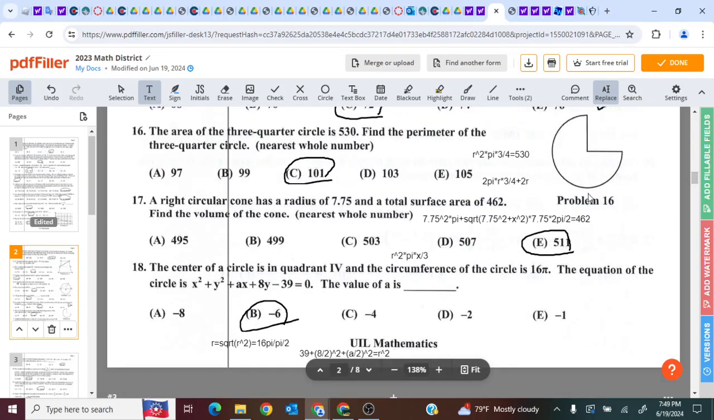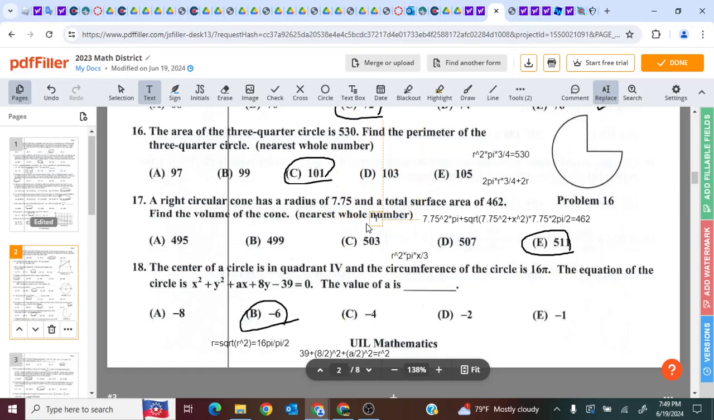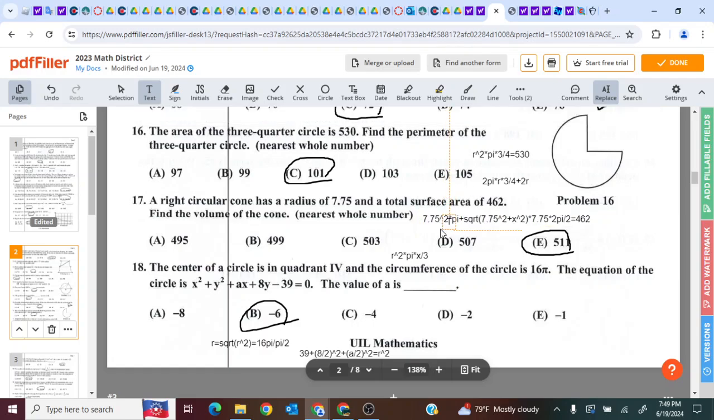Let's continue. A right circular cone has a radius of this and a total surface area of that. Find the volume of the cone. Well, the surface area of the cone has two parts: the circle on the bottom of the cone, so area of a circle, as you can see there, and then also the lateral surface area, which is the slant height times the circumference of the circle over 2. The slant height is figured out through the Pythagorean theorem with an unknown height, which is what we're looking for. If you imagine the height and the radius there, the Pythagorean theorem gives you the slant height of the cone.